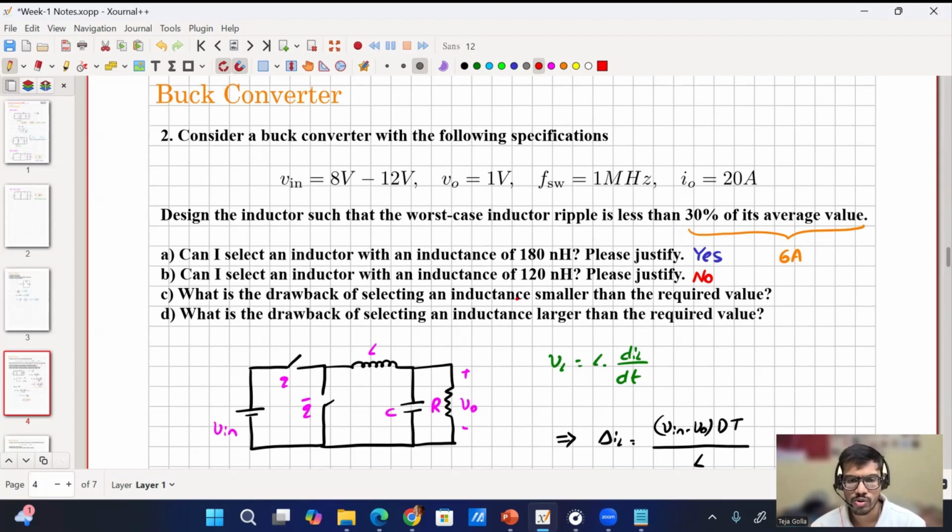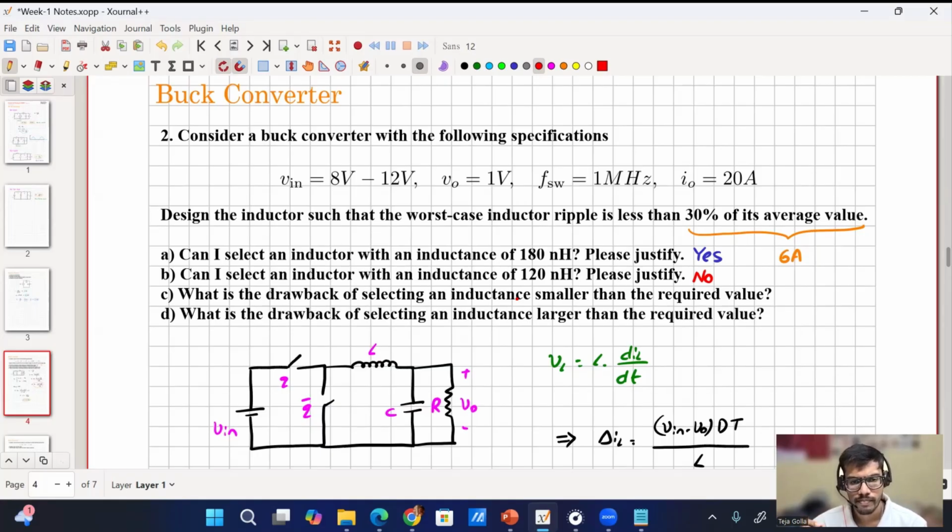Now another question. Since my minimum inductance is 153 nanohenry, rounded off, I can use 180 nanohenry, I can use 220 nanohenry, I can use 1 microhenry. So what happens if I choose a larger value, and what happens if I choose a smaller value? What is its impact? Anyone?